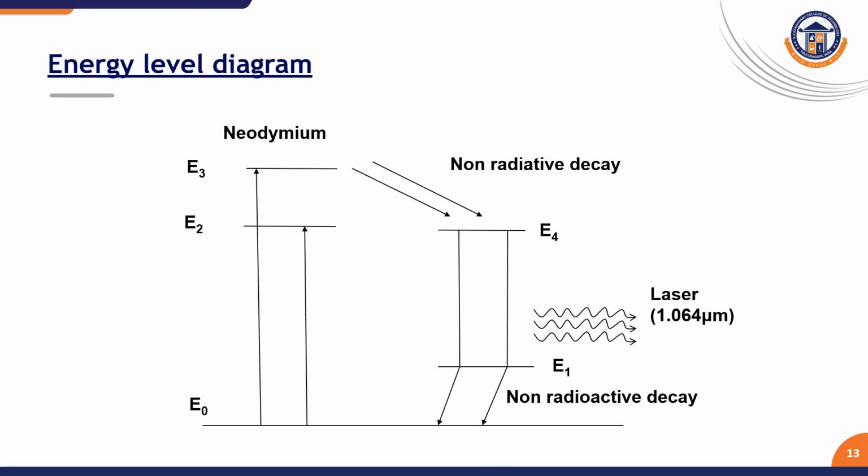The working of the Nd:YAG laser is explained with an energy level diagram. The Nd:YAG laser is a four-level solid state laser, and the levels are E1, E2, E3 and E4.